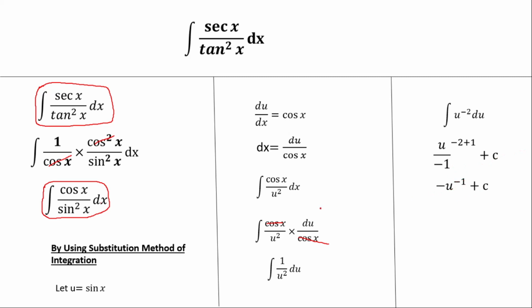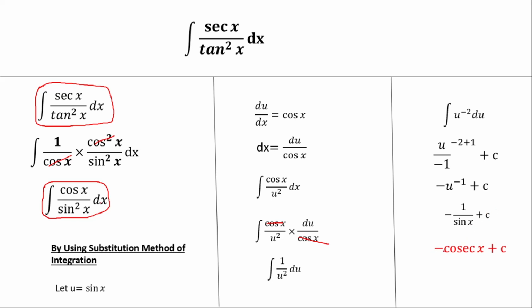Now we know that our u is sin x, so you're going to place in sin x, which will give you negative 1 over sin x. As you know, u exponent negative 1 can be written as 1 over u, which will give you 1 over sin x. But the negative sign is affected, so negative 1 over sin x plus c. As you know, 1 over sin x gives you cosec x. So your final answer will be negative cosec x plus c.